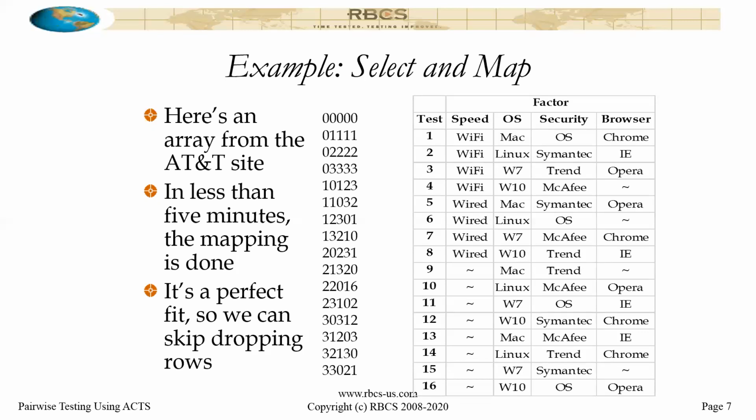Security would be 0 for just OS security, 1 for Symantec, 2 for Trend Micro, 3 for McAfee. And then with the browsers, we have 3 options. So 0 is going to become Chrome, 1 becomes IE, 2 becomes Opera, and 3, since we don't have a 4th option for the browser, becomes tester's choice. And again, tester's choice means you just test with whatever you want.